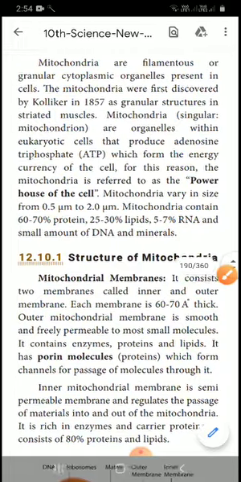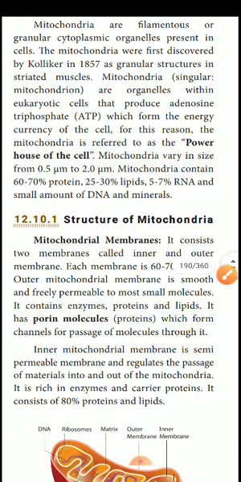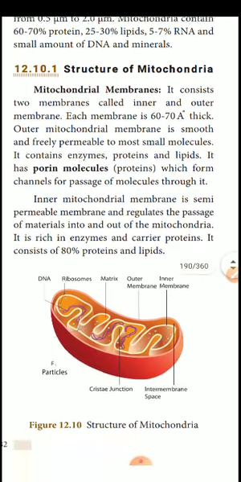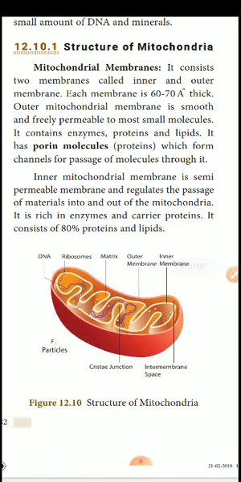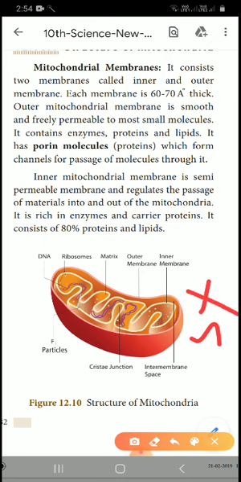Mitochondria vary in size from 0.5 µm to 2.20 µm. Mitochondria contain 60 to 70% protein, 25 to 30% lipid, 5 to 7% RNA, and a small amount of DNA and minerals. Okay. Everyone, the structure of mitochondria is an important question. Everyone practice that. It is a very easy diagram. Practice it at home and be ready for it.